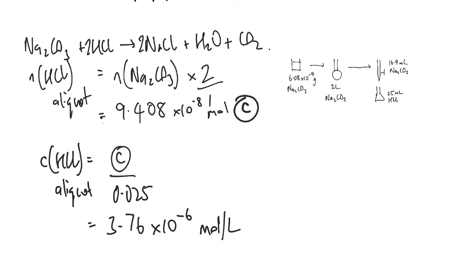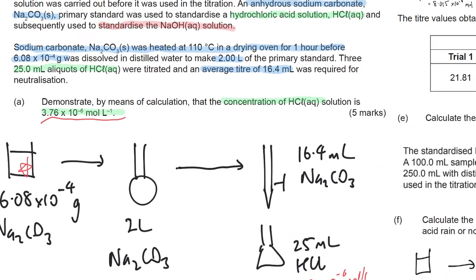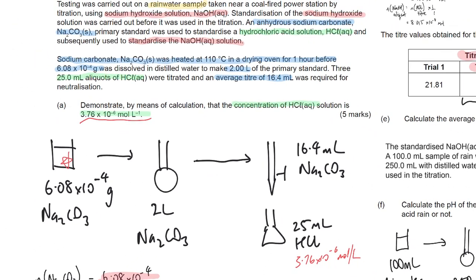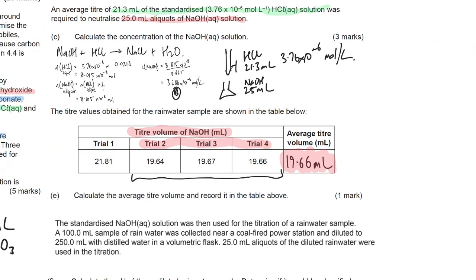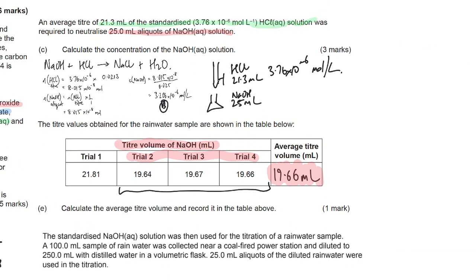That's just the first part. So by means of calculation the solution is 3.76 times 10 to the negative 6, which it was. Okay, so let's start the next one: an average titer of 21.3 mils of standardized HCl. Again, we're using the color coding we stick with, HCl green and NaOH red. It was required to neutralize 25 mils of aliquots of NaOH solution, so 21.3 mils was required to neutralize 25 mils of sodium hydroxide.